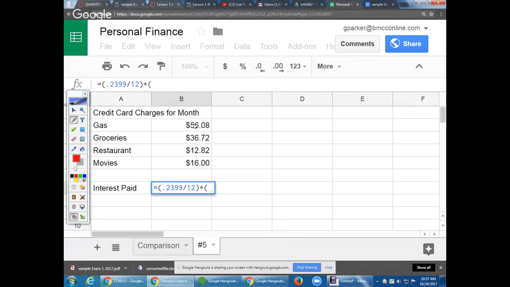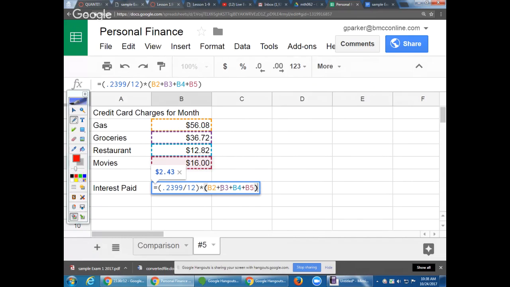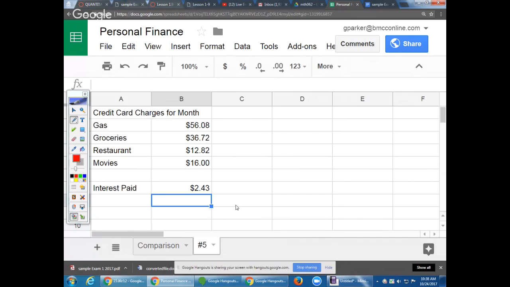And then I just start clicking. Click on the gas, put your plus sign. Click on the grocery amount, click the plus sign. Click on the restaurant amount, plus sign. Click on the movies, plus sign. And Google nicely color codes that. Close the parentheses. Google will usually do that for you if you forget. Excel will not, and it will freak out on you. Sometimes it'll offer a suggestion on how to fix the formula, and sometimes it's right. So hit enter, and I believe it's $2.43 for that calculation.